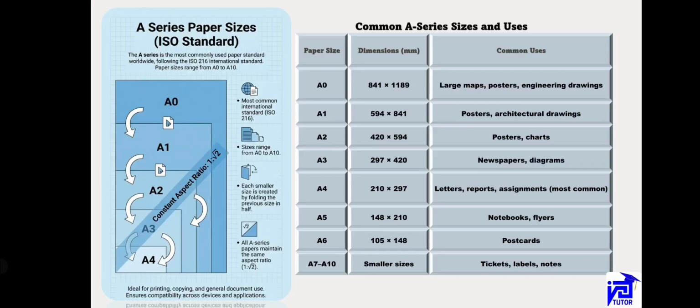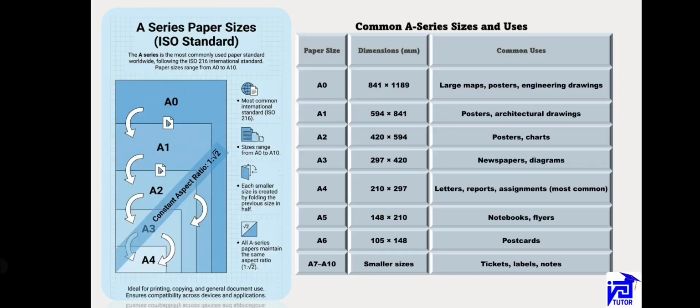The dimension for each of these in millimeter, starting from A0, is 841 millimeter by 1189 millimeter. Now, if you are going by centimeter, you divide each of them by 10. Don't forget, 10 millimeter makes 1 centimeter. So A0 in centimeter is 84.1 centimeter by 118.9 centimeter. However, to keep consistency, we are going to maintain millimeter as our measurement in this lesson.